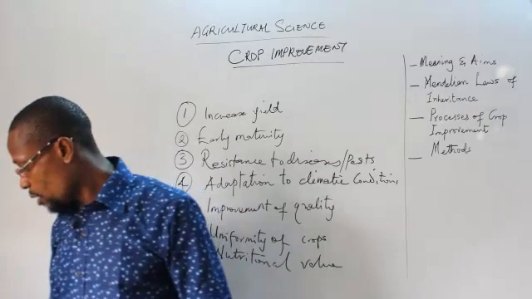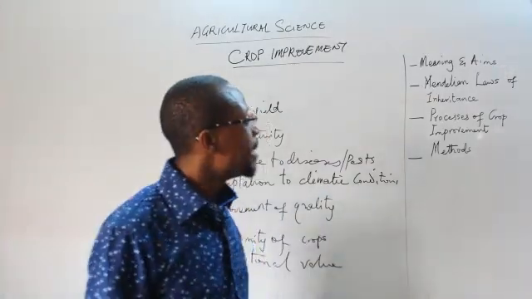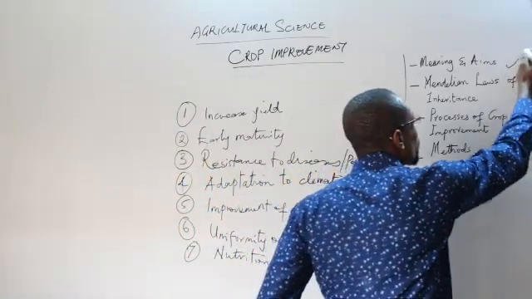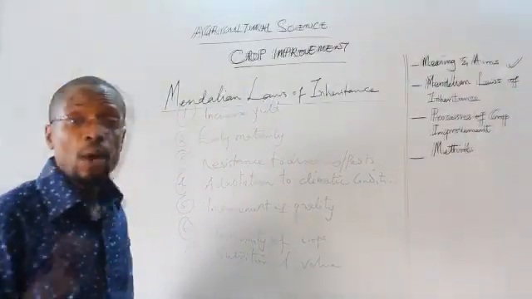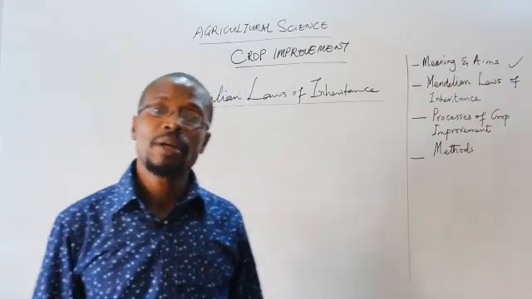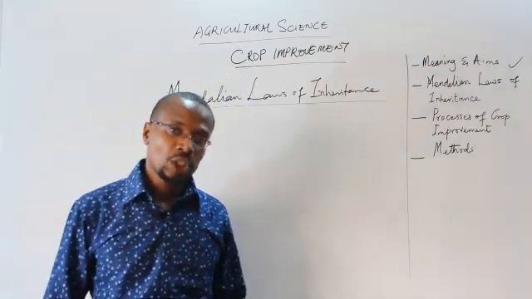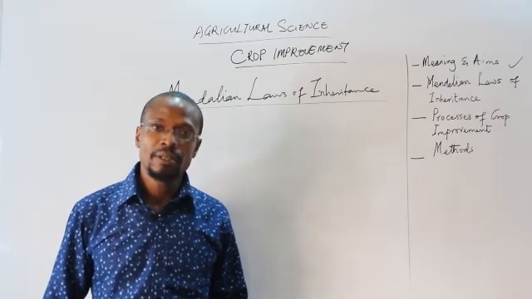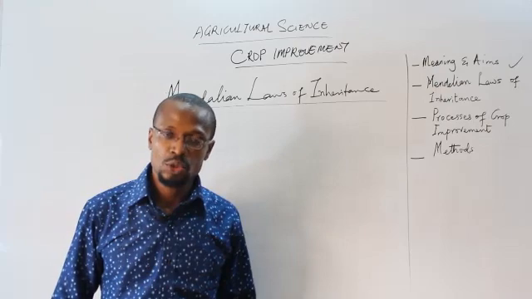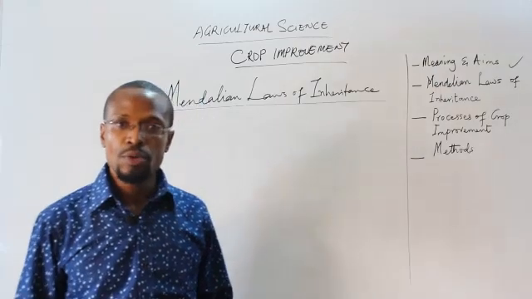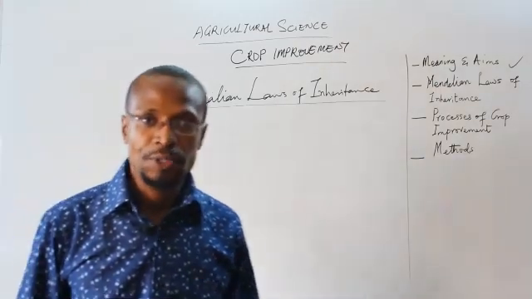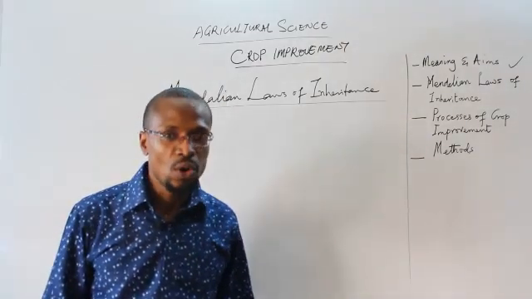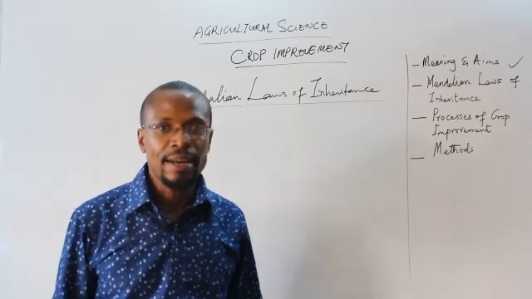And now we will go on to look at the Mendelian laws of inheritance. Now we will consider Mendelian laws of inheritance. There are actually two laws propounded by Gregor Mendel with respect to improvement of crops. The first law is called the Mendelian law of segregation.